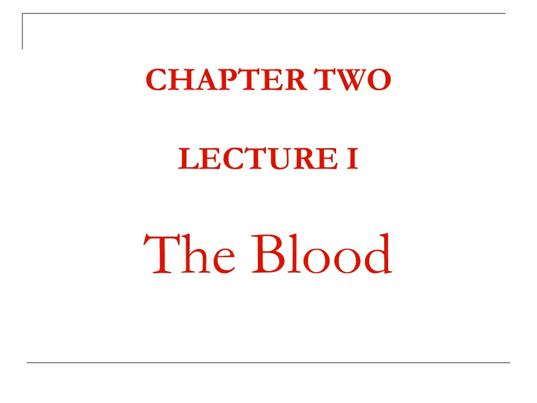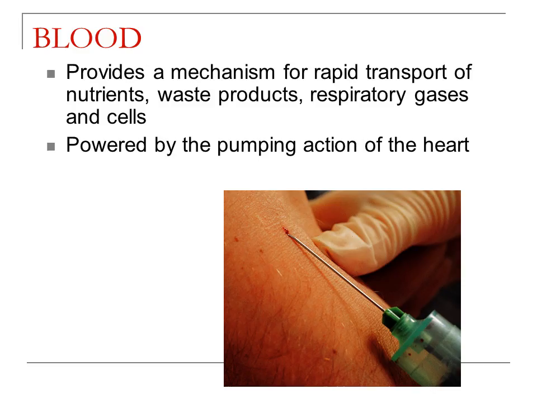This is the second chapter of our lecture in anatomy, and we'll be focusing on the blood. Blood is a red colored viscous alkaline fluid that flows through the body, and it provides a mechanism for rapid transport of nutrients, waste products, explosive gases, and cells, and they are powered by the pumping action of the heart.